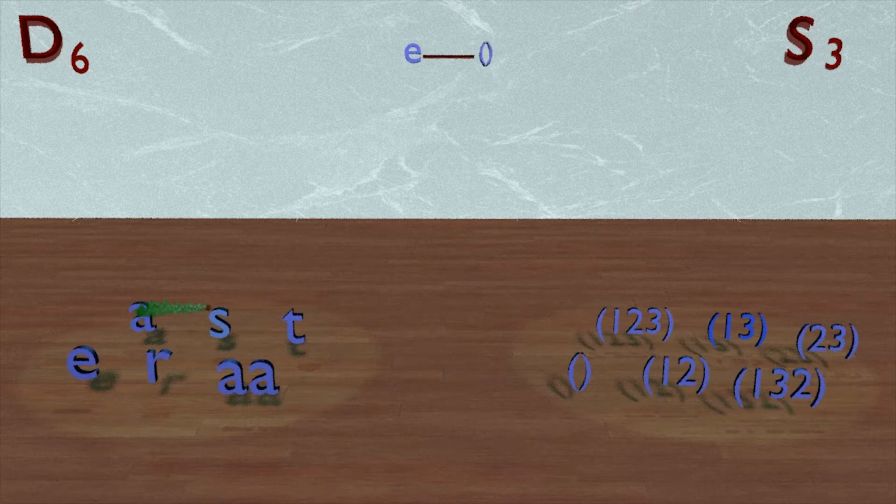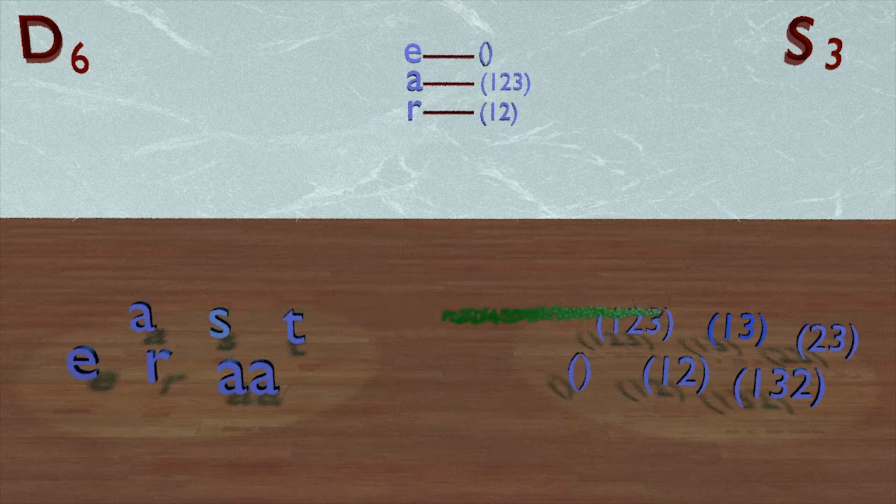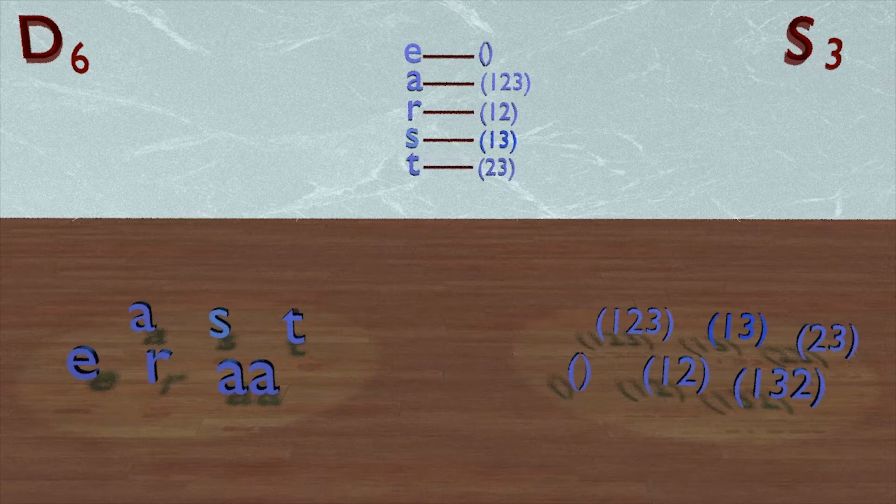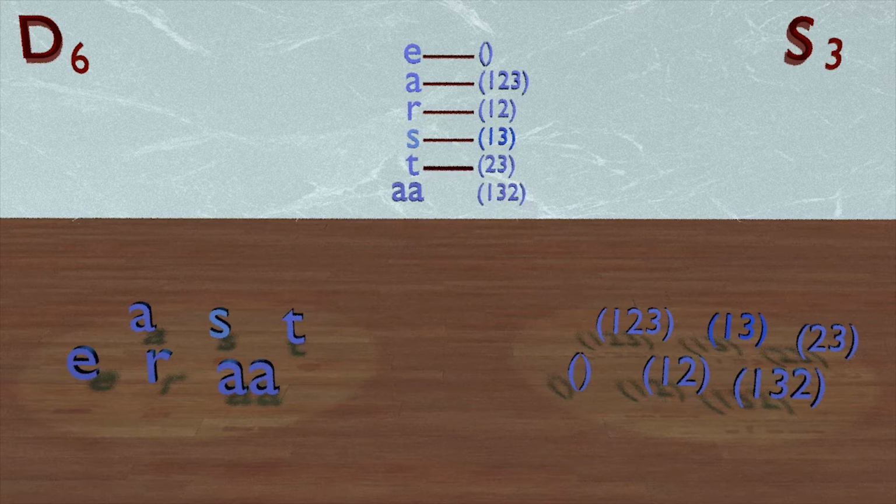Next, let's take A in D6, the rotation of 120 degrees, to the (1 2 3) element in S3. R, one of the reflections in D6, to (1 2), a transposition in S3. And similarly, the element S to the element (1 3). T, the last reflection, to the last transposition, (2 3). And finally, AA, the double rotation, to the (1 3 2) element.